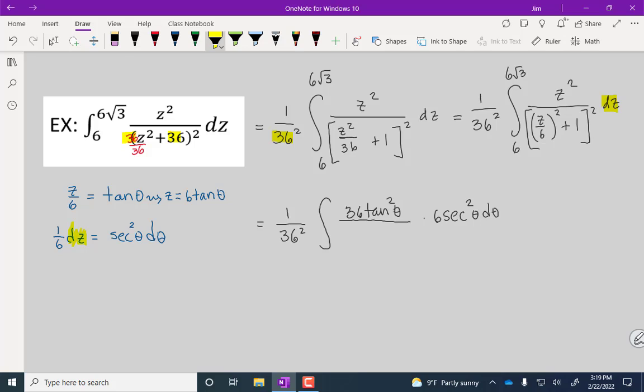And then down in the denominator, we have z over 6. That's what our tangent is equal to, right? Z over 6 is tangent. That's going to go right there. So we have tan squared plus 1, and then all of that is squared. And as soon as we switch to theta limits, we don't want to find theta limits. We'll just put little stars. We'll come back to the limits in the end.